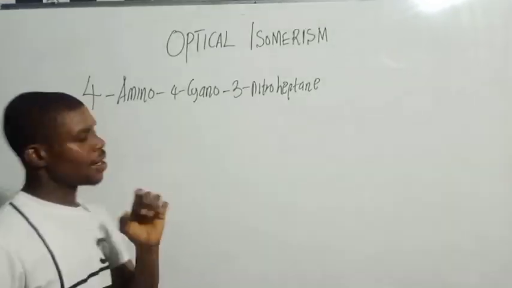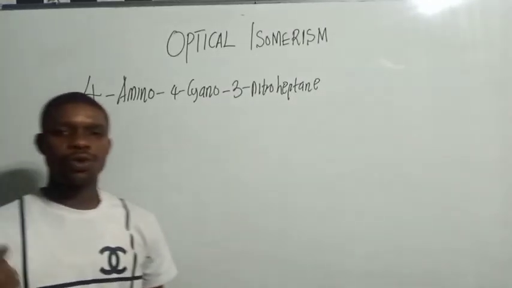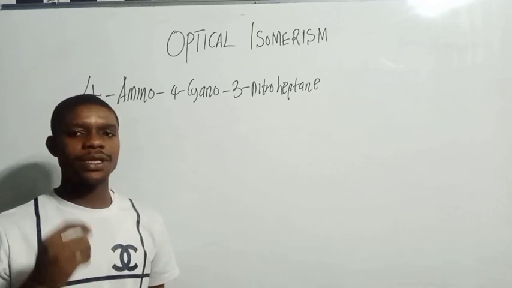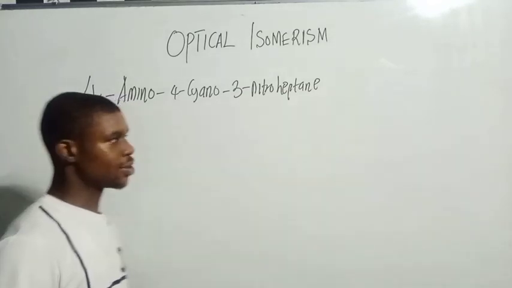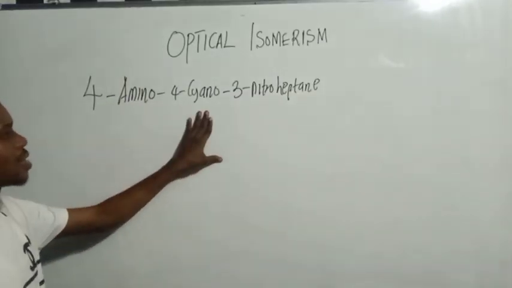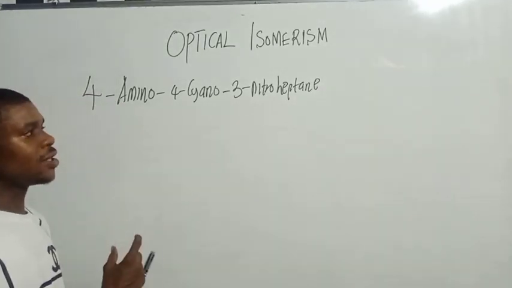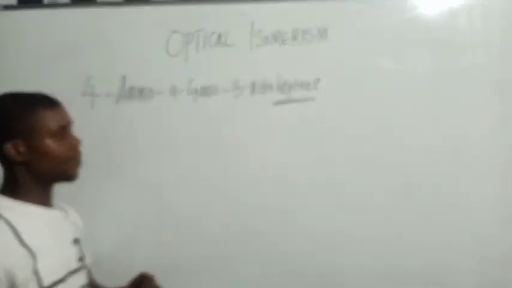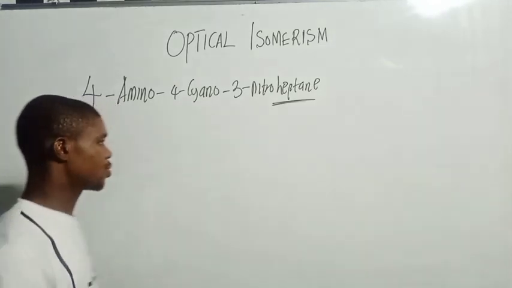Now, when you have a compound like this, the first thing you want to do is detect the number of chirality centers. From the number of chirality centers, that will determine the number of stereoisomers. So when something like 4-amino-4-cyano-3-nitro-heptane is given to you, the first thing is to draw the structure. Heptane means how many carbon atoms? 7 carbon atoms.